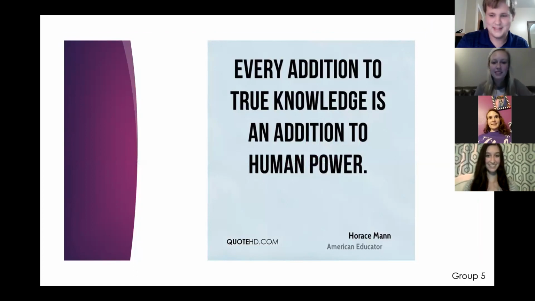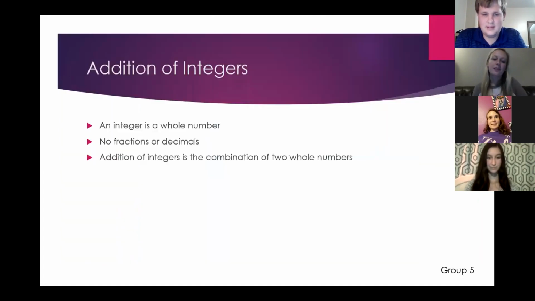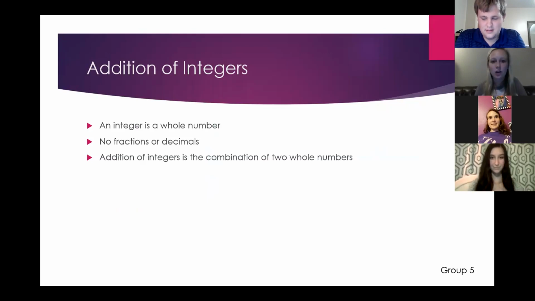My name is Taylor Richardson, and today I will be discussing different strategies that can be used in solving addition problems. These strategies are by using colored counters and by using mealtime stories. To begin, we'll talk about the addition of integers. An integer is just a whole number that doesn't include a fraction or a decimal. And the addition of integers is the combination of any two whole numbers.